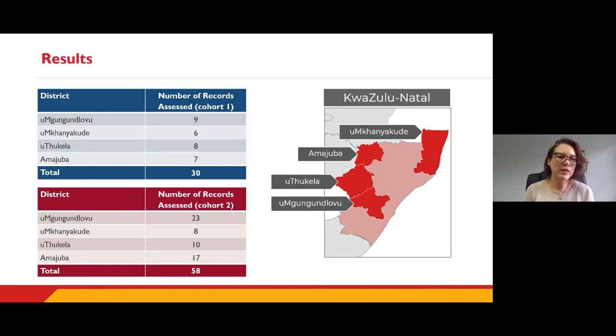So looking at our results, as I said, we did two cohorts. The first cohort was conducted looking at people who started treatment between January 2020 and June 2020. And we were able to review 30 records from that cohort. Then the following year, we looked at a second cohort. So that was people that initiated treatment between April 2021 and March 2022. And in that cohort, we were able to look at 58 files.